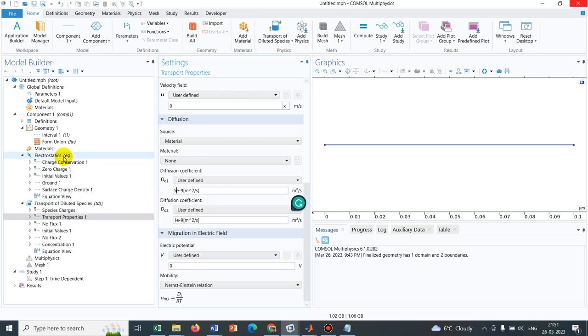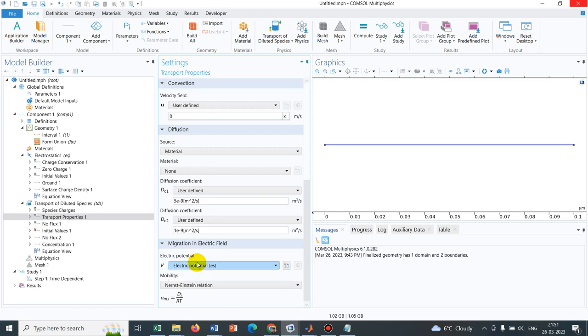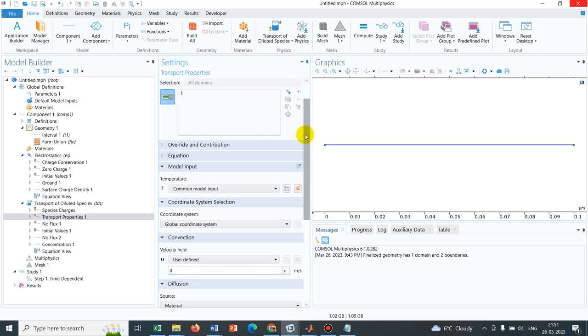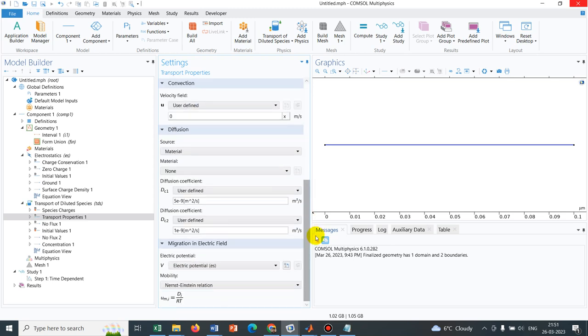The electric potential will come from here. So we put here the electric potential physics. When we do that, it will understand that it has to take the potential value from this solution, and then it will solve for the species transport equation. So most of the things are defined. We have defined all the physical parameters. We have defined where the electric potential has to come from in the transport of diluted species. Again, why do we need the electric field? Because we have added a term, that is migration under electric field.